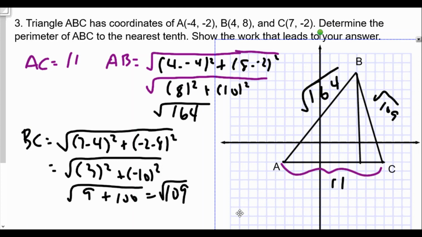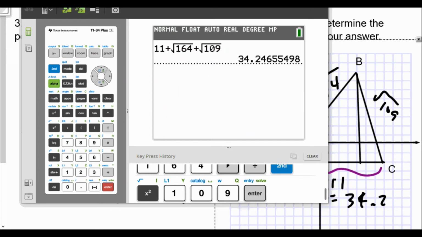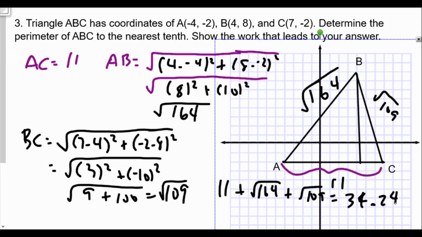So we have 11 plus the square root of 164 plus the square root of 109 equals 34.2465. Now we're going to the nearest tenth. So nearest tenth means our answer will be a perimeter equals 34.2. And so this will be our answer here.